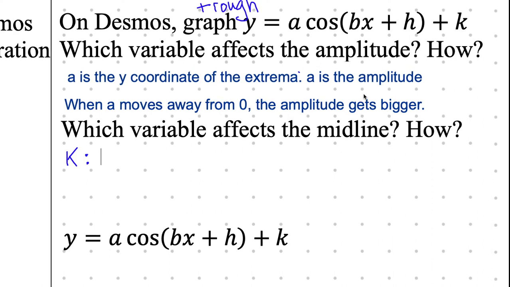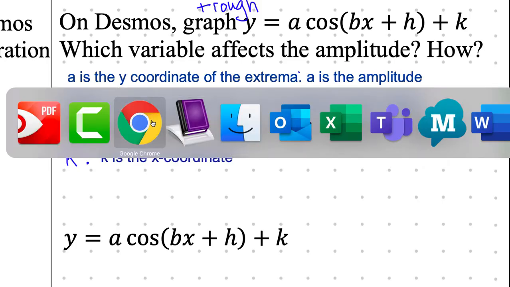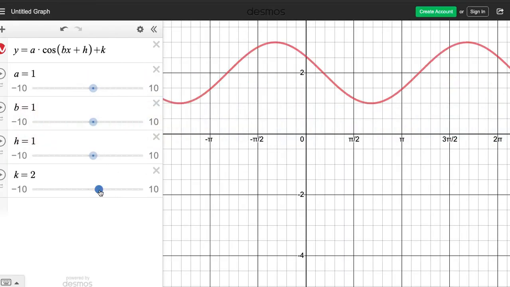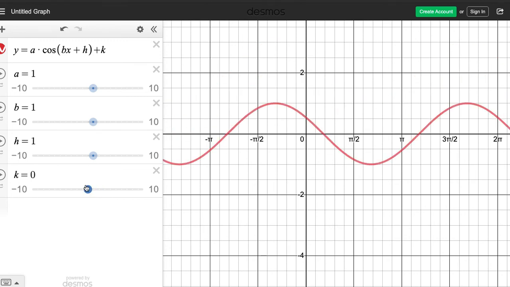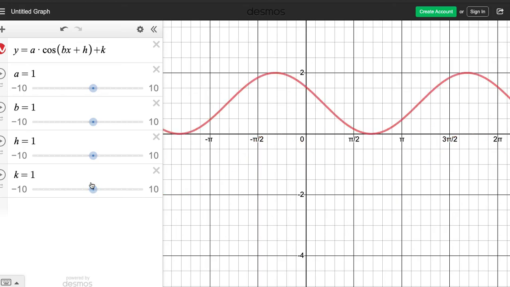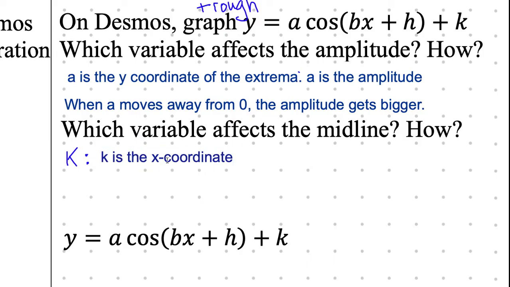All right, so who wants to share? Gloria. K is the x coordinate? What do you mean by that? Like it changes how far away from the midline it is. Oh, how far away from the x-axis it is? Yeah. Okay. So I can change that to say K is the distance away from the x-axis. Okay, nice. Does anyone else want to add to that or edit that?